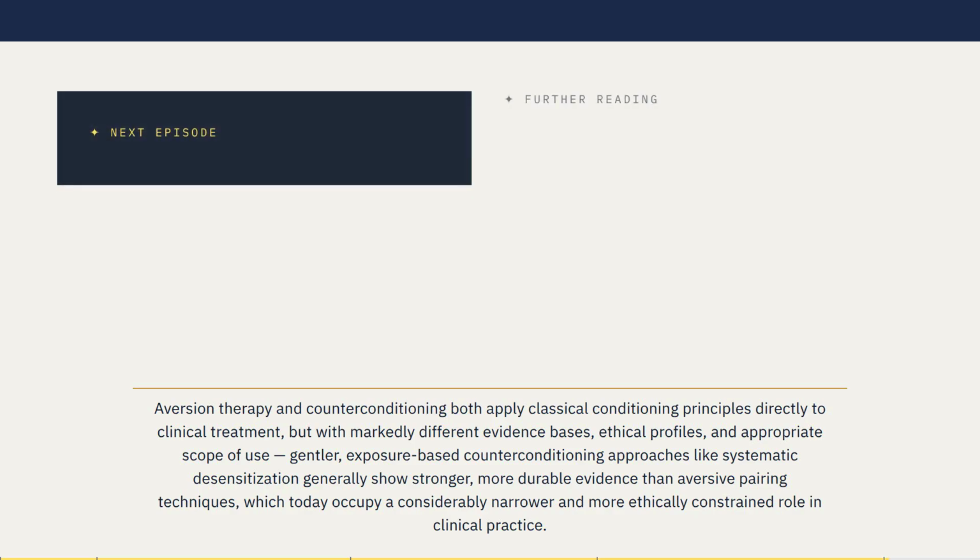Aversion therapy and counterconditioning both apply classical conditioning principles directly to clinical treatment, but with markedly different evidence bases, ethical profiles, and appropriate scope of use. Gentler, exposure-based counterconditioning approaches like systematic desensitization generally show stronger, more durable evidence than aversive pairing techniques, which today occupy a considerably narrower and more ethically constrained role in clinical practice.